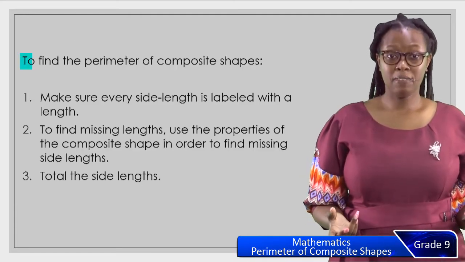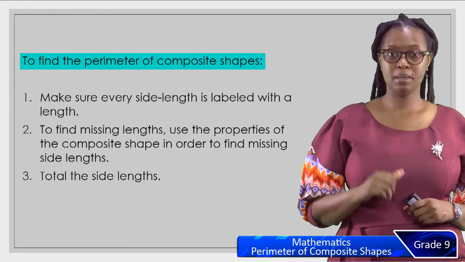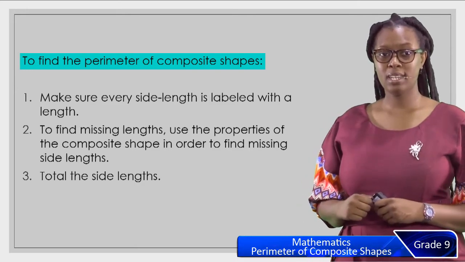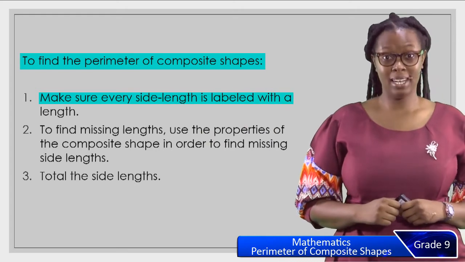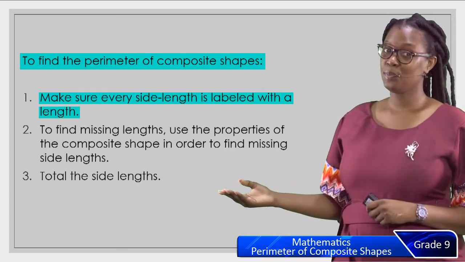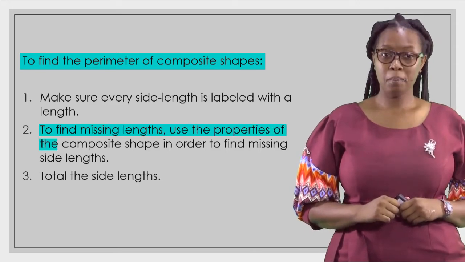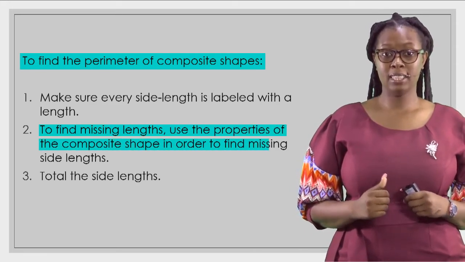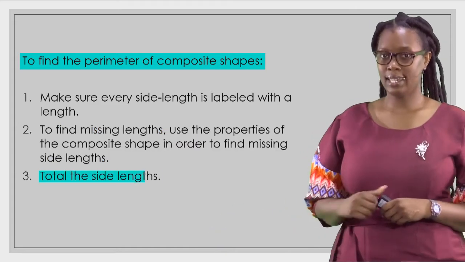Now, in order for us to find the perimeter of a composite shape, we need to follow three simple rules. The first one is to make sure every side is labeled with a length. Number two, to find missing lengths, use the properties of the composite shape in order to find the side lengths. And thirdly, total the side lengths.